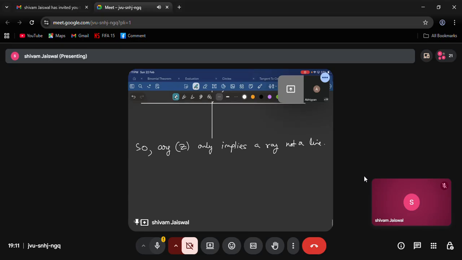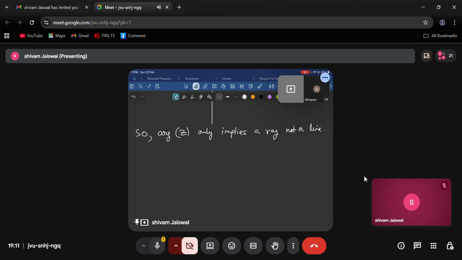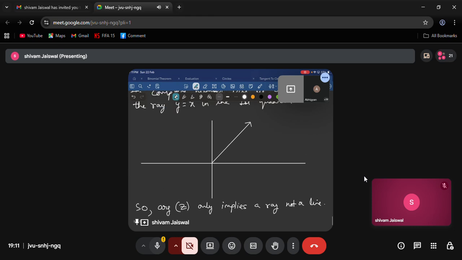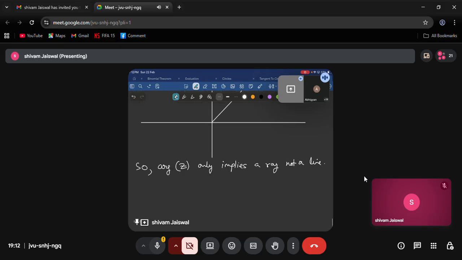Next. And what does mod z represent? Mod z equal to 1 or equal to 2, anything. What does mod z represent? Distance from the origin, which means it represents a circle, a unit circle, right? It's a unit circle. Mod z equal to r will represent a circle of radius r, right?